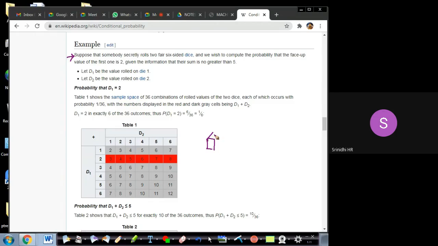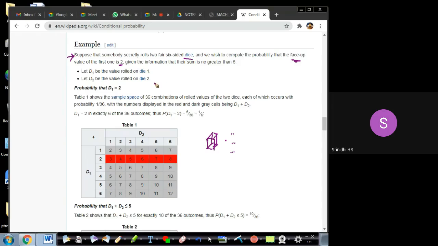Usually when you want to play snake and ladder games, you will be using this kind of dice. You just roll the dice, and here you have the points. On one side you have 1, 2, 3, 4, 5 and 6, so it is a six-sided dice. We wish to compute the probability that the face up value of die 1 is 2, given that their sum is no greater than 5.